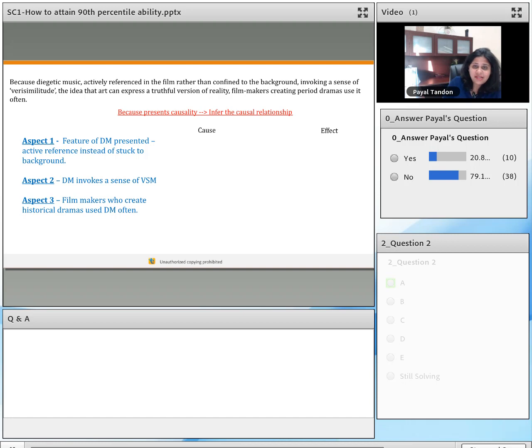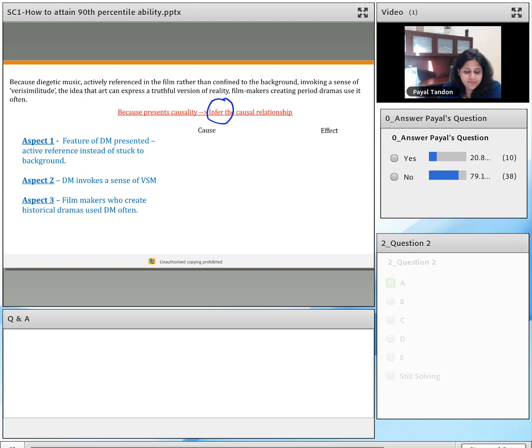Again, because presents a causality and we don't have a causality, the author failed to express that causality. So we should infer that causal relationship. Now, how will we infer that? Before we even take a look at the answer choices, we should have a strong idea of what it is that the author wants to communicate. That's very, very important. So before we even go into the answer choices, we need to infer. We have to infer the causal relationship.